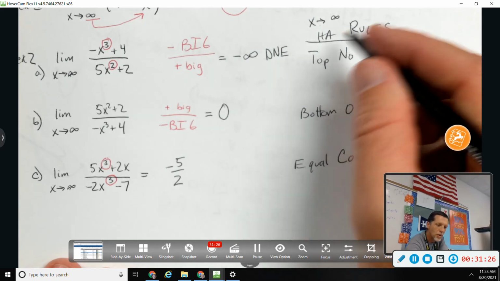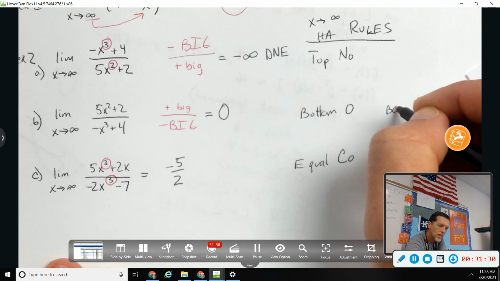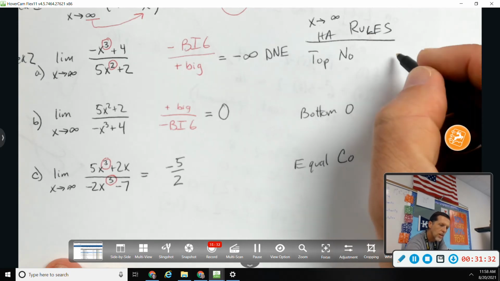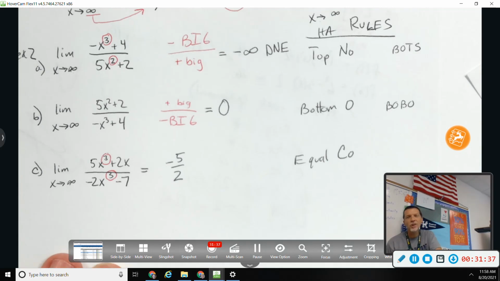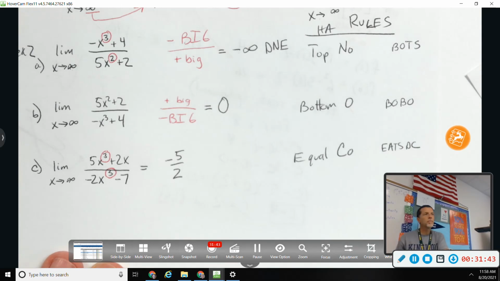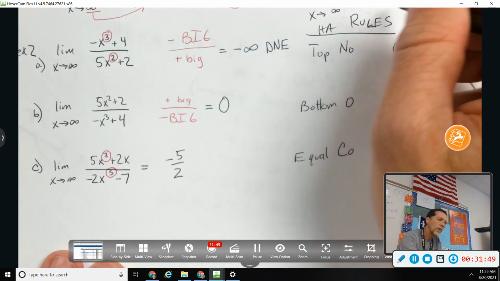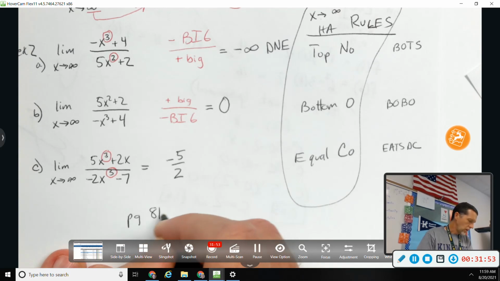So for the Bobo Bots eats DC, bigger on bottom was this one. Bigger on top was a slant, or in this case, no. And if exponents are the same, divide the coefficients. So it's two different devices to remember the same thing. But most calculus folks just go with top no, bottom O, equal co.